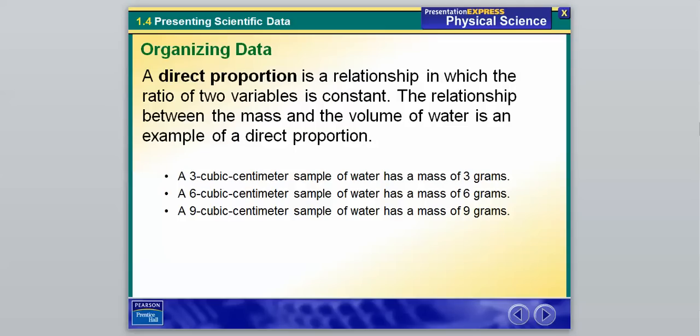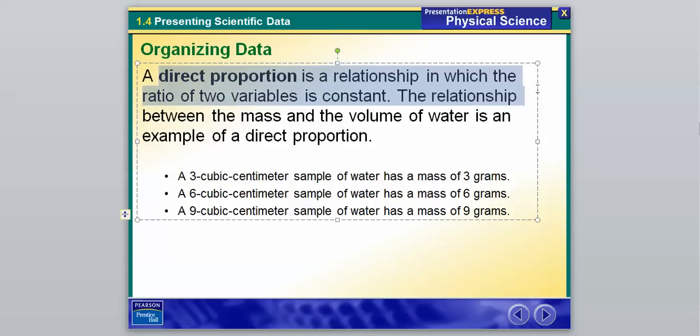And also when we look at different charts, we have something that's called a direct proportion. So I'd make sure I write this down. A direct proportion is a relationship in which the ratio of the two variables is constant. So the relationship in our example here between the mass and the volume of water is an example of direct proportion. So again, direct means they are constant. They're directly in line with one another.